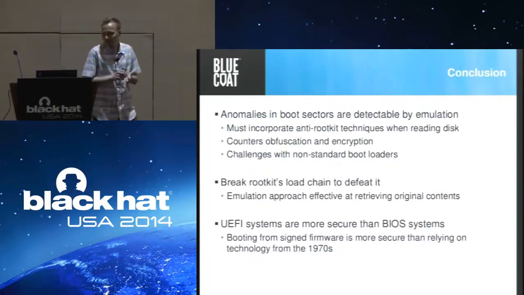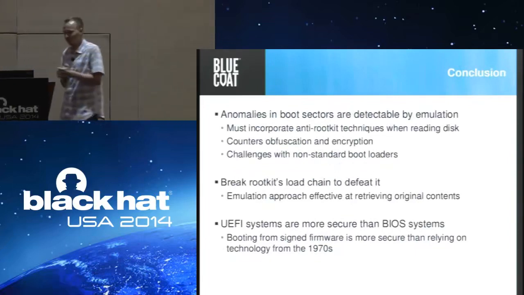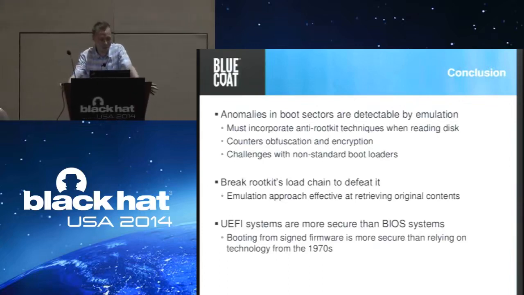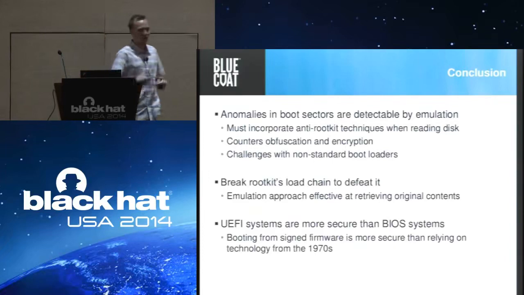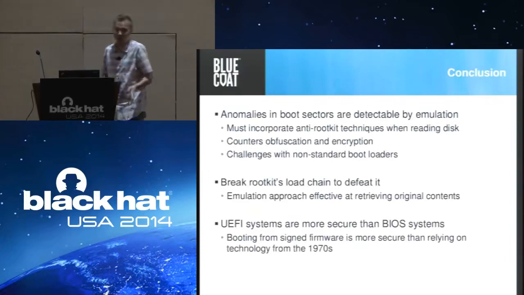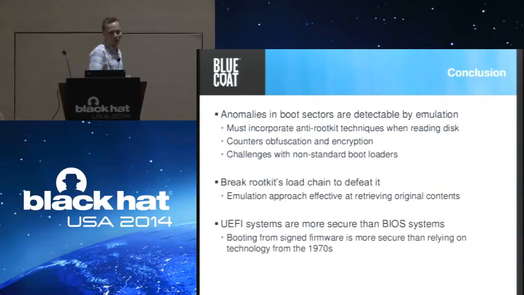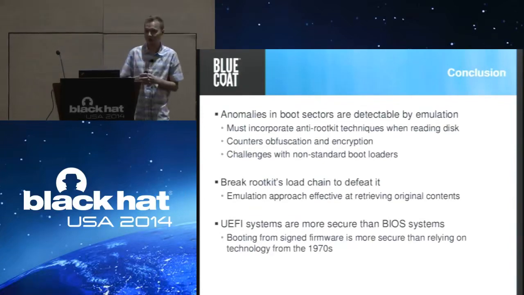So in conclusion, I'd like to reiterate that anomalies in the boot sectors are detectable by emulation. It works really well. But you need to incorporate some anti-rootkit techniques in order to make sure that you're reading the true contents of the sectors on disk. It's really efficient at countering obfuscation and encryption, because you're basically emulating through the code that will do the deobfuscation or the decryption for you. So it's not really a challenge. But it does have some challenges with the more non-standard bootloaders.